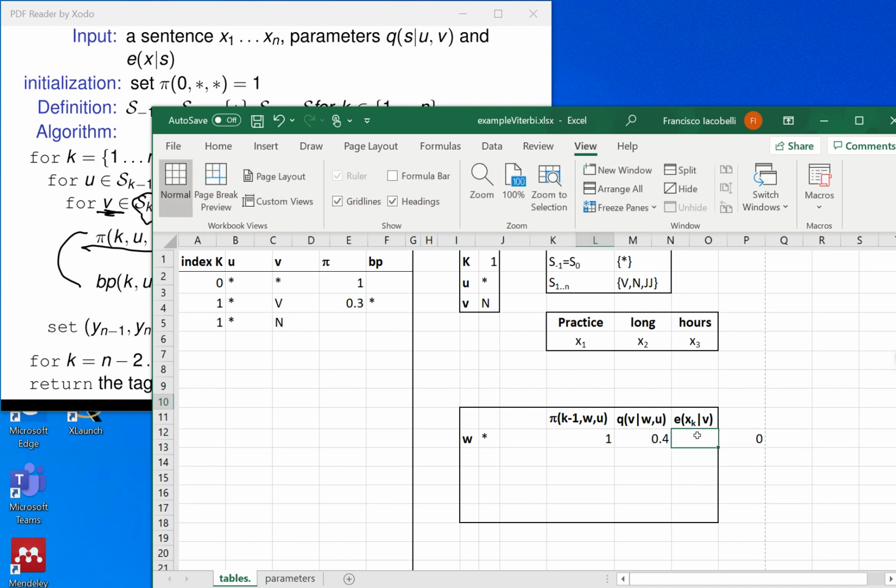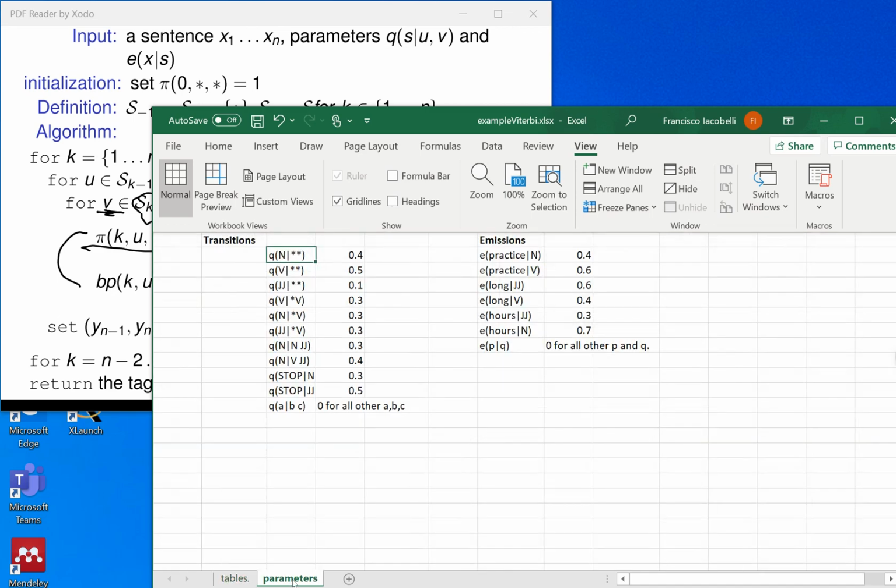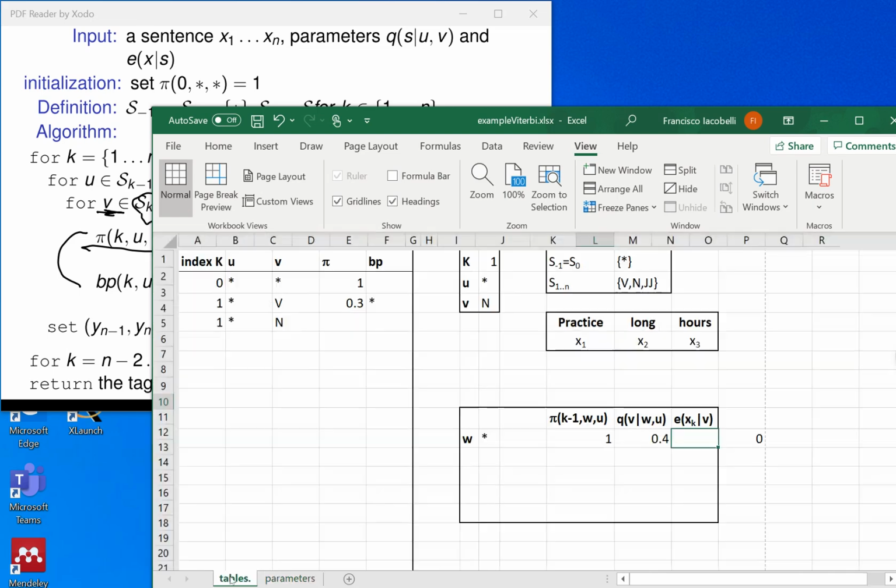And then the emission of x sub k given V. X sub k is x1, which is practice, and the tag is N, V is N. So practice as a noun. Do we see that here? Yes, practice as N is 0.4. So we get a value here of 0.16, and the tag that generated this value was the star, because again, there's no other tags to be had.